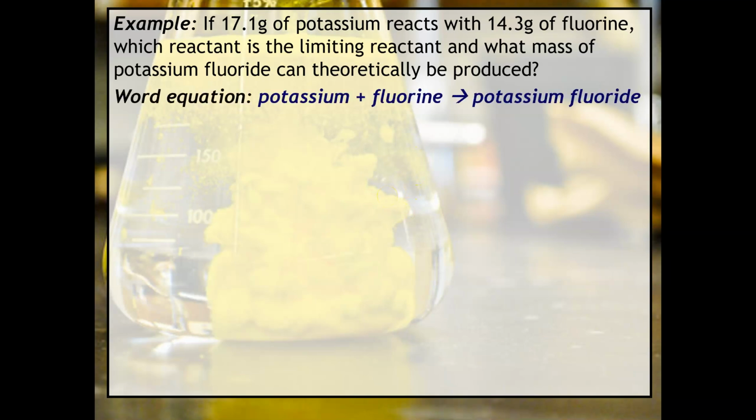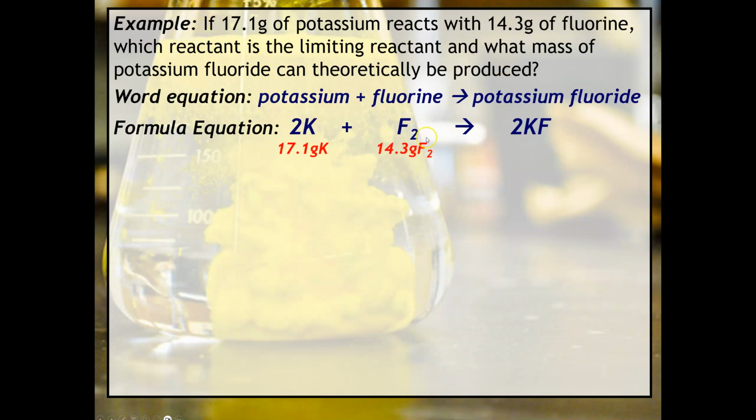Our first thing is we're going to write our word equation: potassium and fluorine gives us potassium fluoride. And we're going to write 2K plus F2 gives you 2KF. And we're going to go ahead and write down 17.1 grams of potassium and 14.3 grams of fluorine to make a certain amount of theoretical potassium fluoride. So the question is, which one do we use?